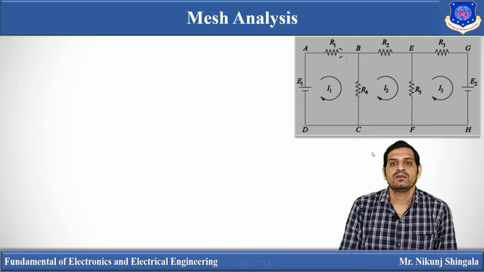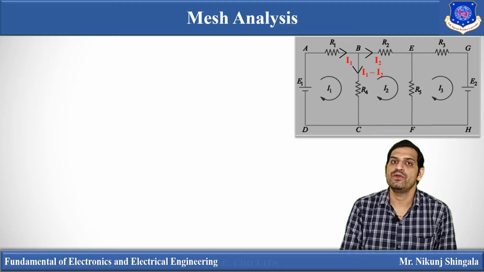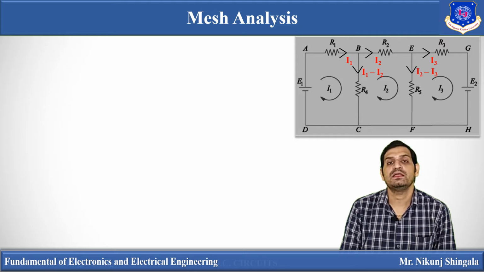So here, suppose the current flowing is I1. Now if this current flowing is I1 and we assume the current flowing through R2 is I2, then this will be I1 minus I2 according to the KCL, because incoming current is equal to outgoing current. Similarly, at node E, incoming current is I2 and suppose the current flowing through R3 is I3, so this current will be I2 minus I3.